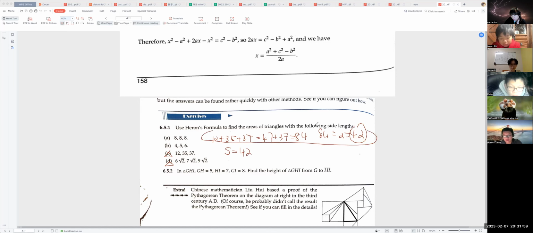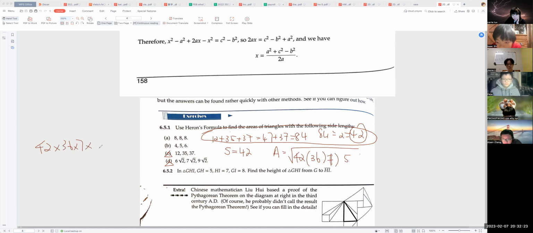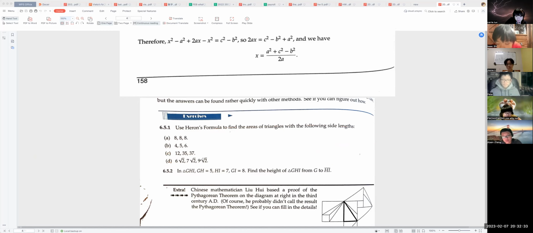OK, the rest can be on your scratch paper, but S equals 42 must be written in your notebook. Then what does the area equal? OK, it equals square root of 42 times 36 times 7 times 5. So it's basically 42 times 36 times 7 times 5 and square root. And this one is using a calculator to help you. Okay, so the answer is what? Very good, Ivan. Good job. 210, right? So let's take a look at the next one.